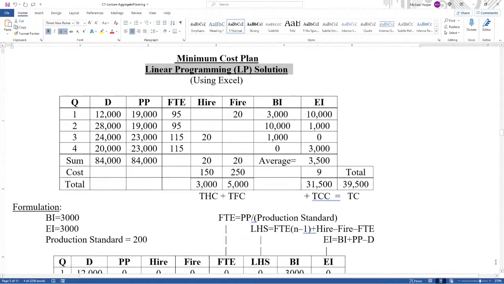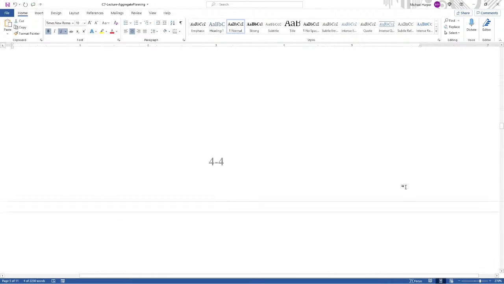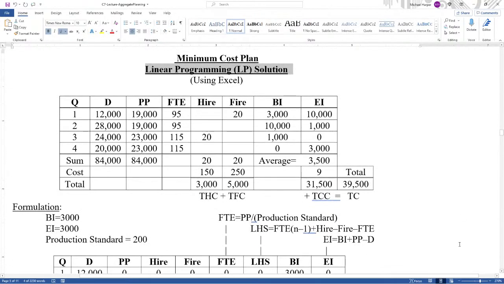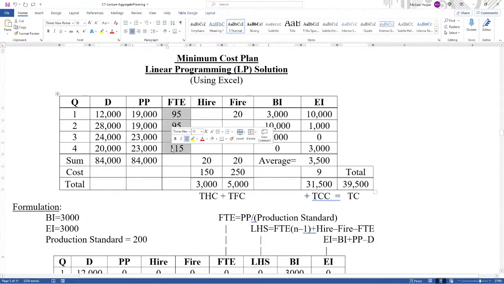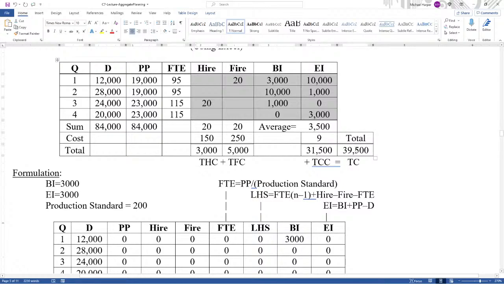So now we're using Excel. And by the way, this ends what I call level 1. This is level 2. We're moving into level 2 of aggregate planning strategy. Let's create the minimum cost plan using Excel, using optimization. So here, just to illustrate it, I brought down my production plan. And there's the FTEs. Here's a hiring and firing. And there's a beginning and ending inventory. And here's my cost down here.